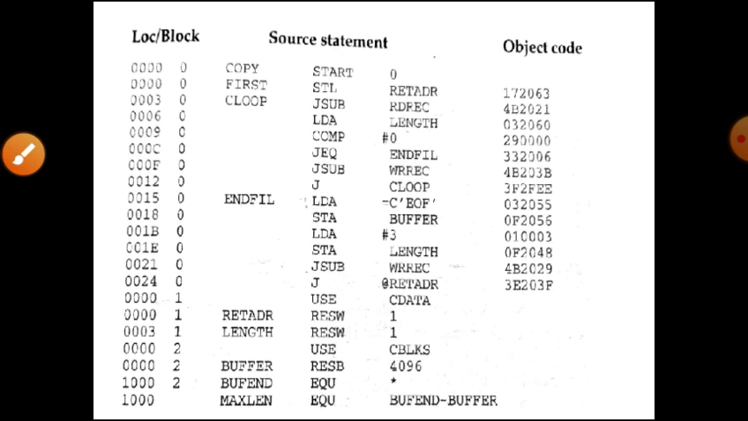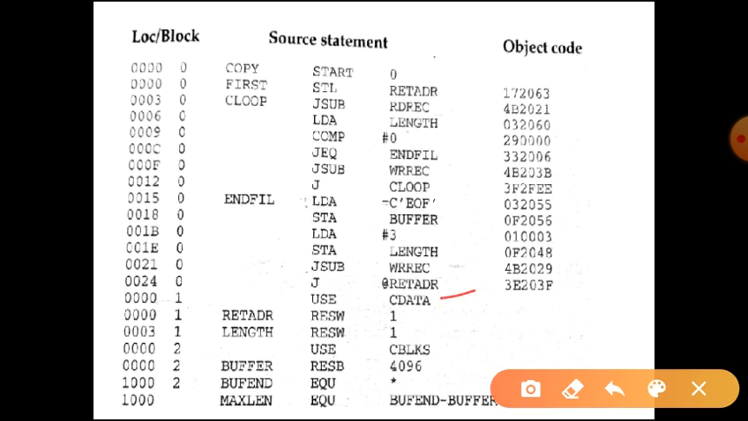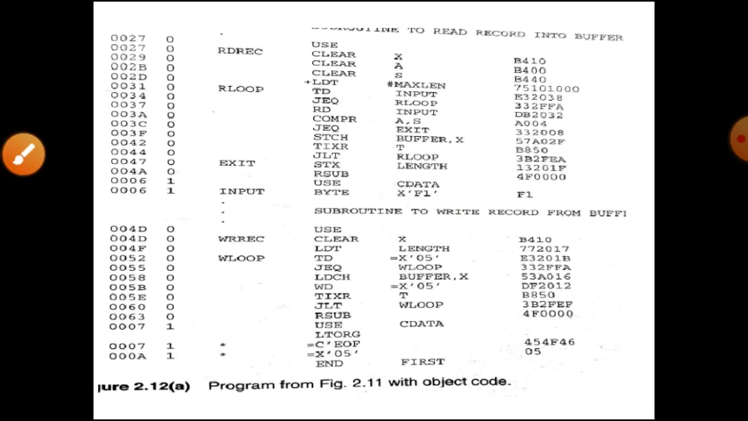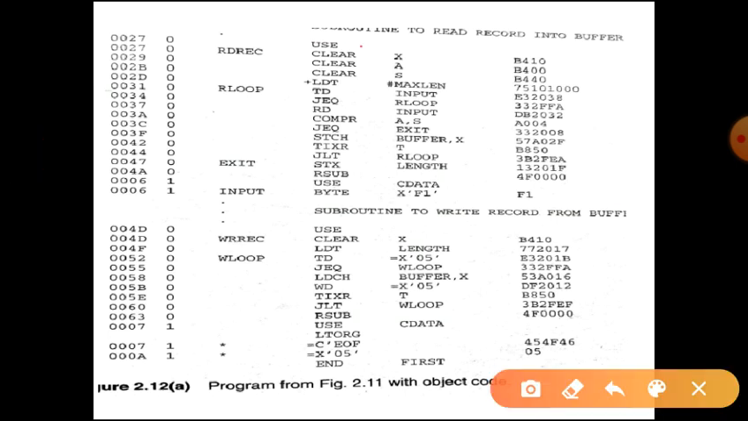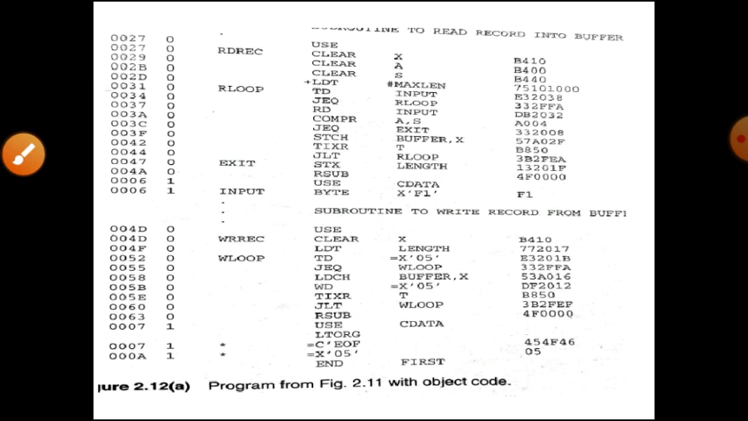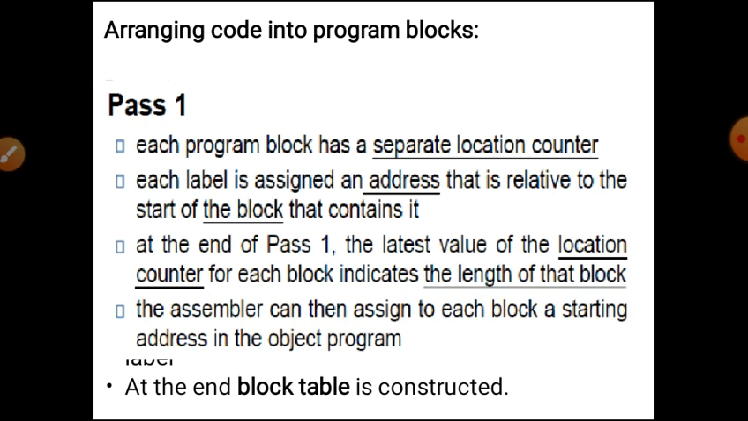Now let me consider one more example program, from the textbook. Here I have USE cdata, which indicates the beginning of a cdata block. USE cblks indicates the beginning of another program block. Here I don't have any USE, which means it is the default block. Here I have a USE, which means it is the continuation of the default block. Here USE cdata is the continuation of the cdata block. Here USE is the continuation of the default block, and USE cdata is the continuation of the cdata block. So this is how we make use of the USE assembler directive in case of program blocks.